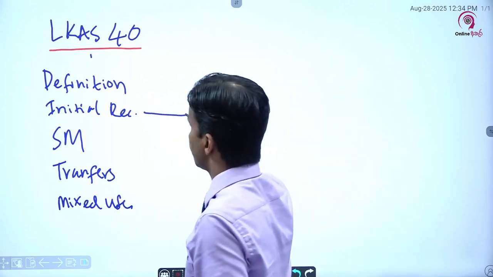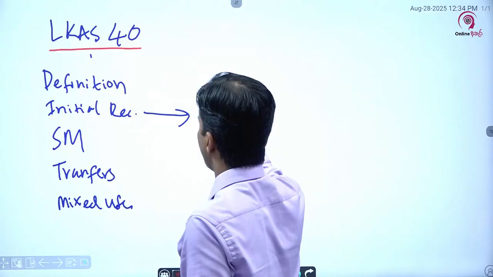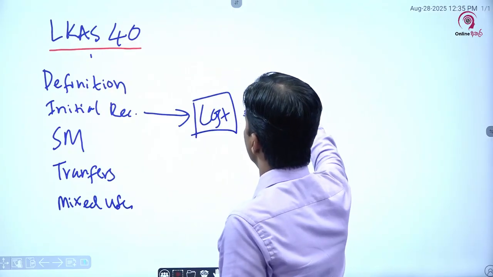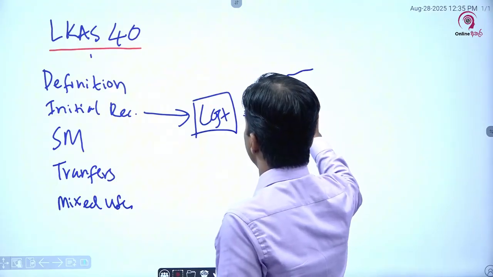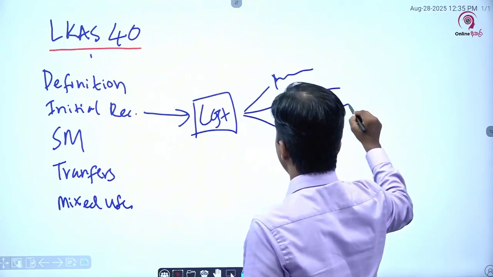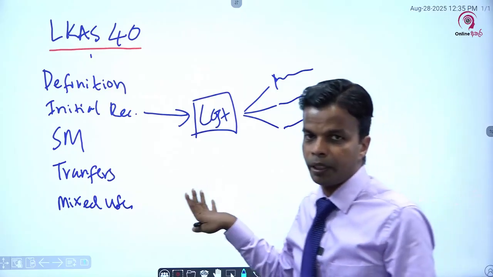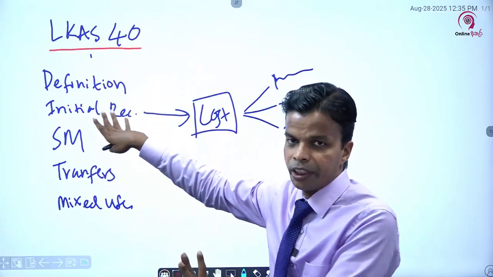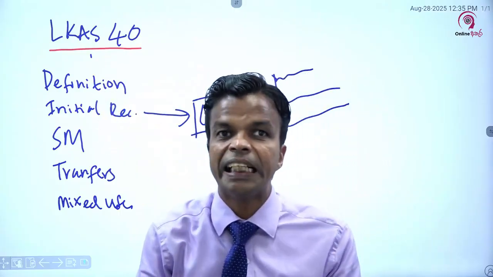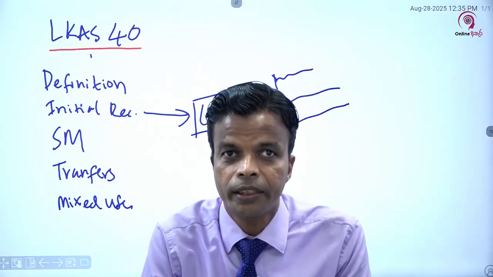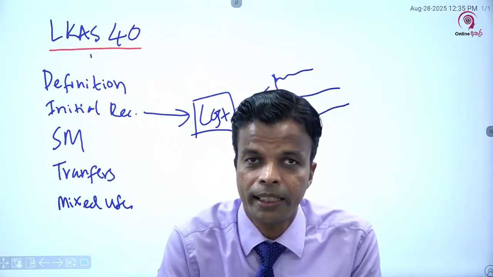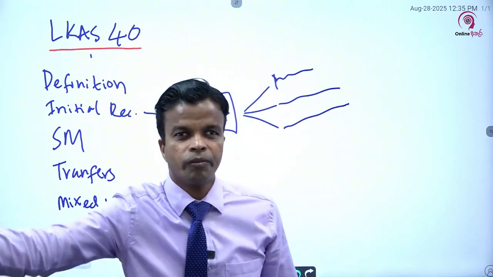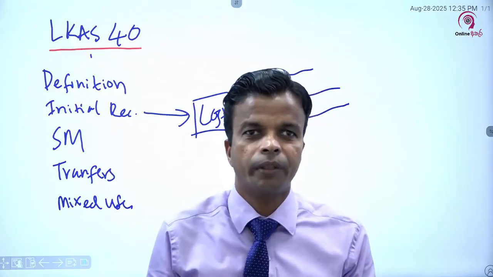Initial recognition should always be at cost, and like PP&E, cost means purchase price and directly attributable cost. If any dismantling or decommissioning applies, you can apply that. Same as PP&E, but the definition and the purpose change. By the way, now I said intention. So if my intention is to use it for myself, my business, then it's PP&E. If my intention is to rent out to someone or keep it for capital appreciation, then it's investment property.